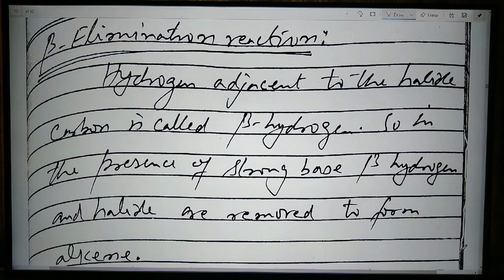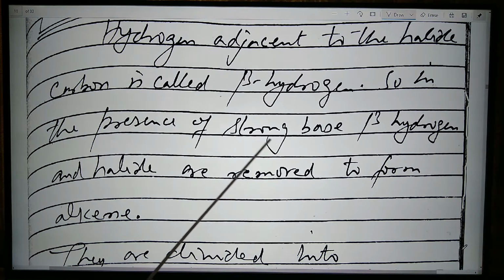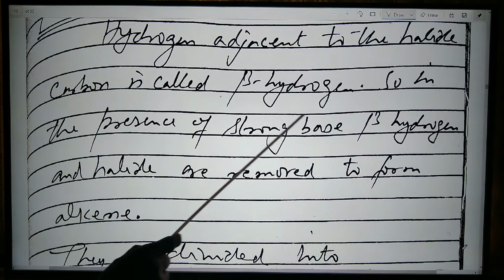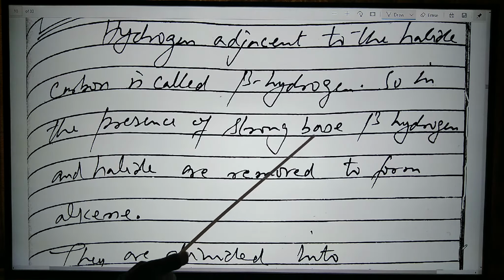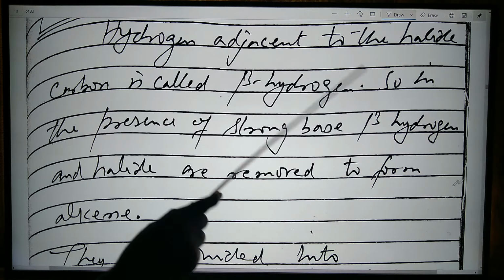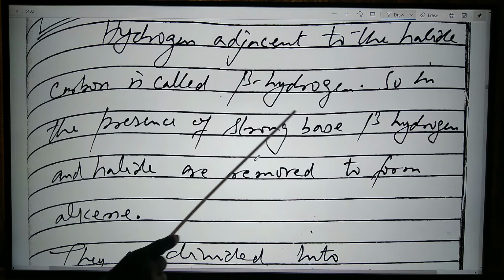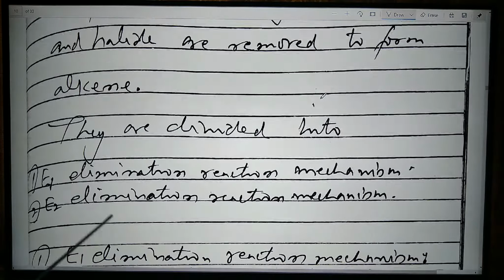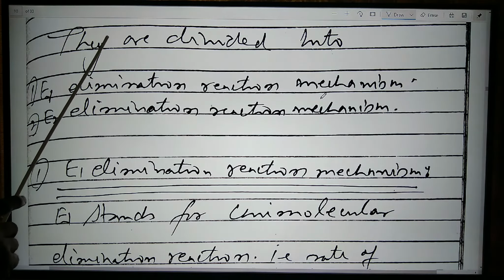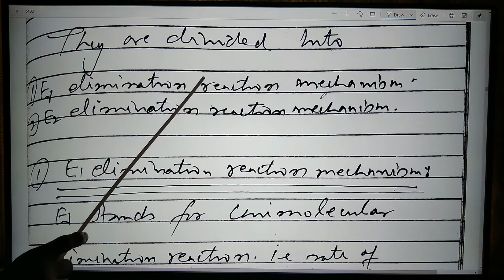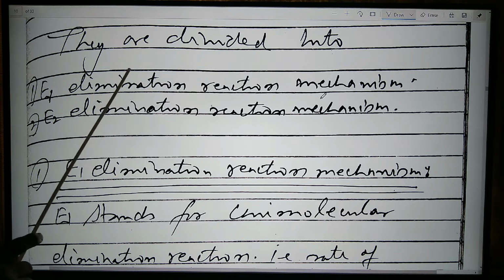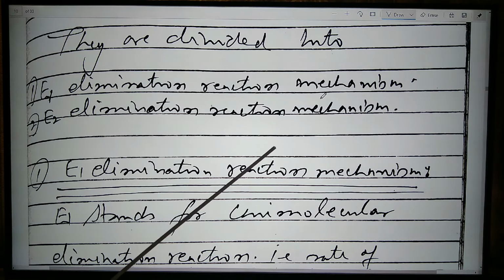The second condition is the strong base. So the presence of strong base is essential. In this case, beta hydrogen and halide are removed in the presence of strong base. How to explain? We can explain this beta elimination reaction in two types. That is, beta elimination reaction is divided into two forms. One is called the E1 reaction mechanism. The other one is called the E2 elimination reaction mechanism.